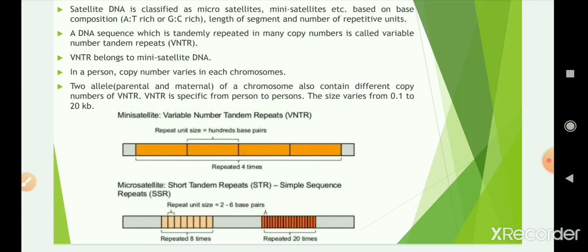In this figure, you can observe minisatellite and microsatellite. In microsatellite, there is STR, that is short tandem repeats, or SSR, that is simple sequence repeat. As you can observe, one simple sequence is repeated 8 times, and another sequence is repeated 20 times.